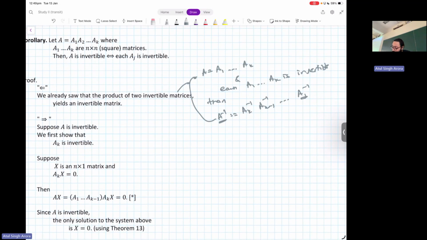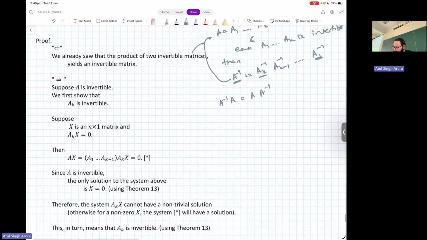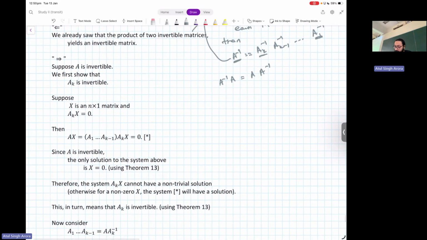And note that it works both ways, right? Whether you multiply it from the left hand side, so A inverse A, it will start cancelling from A1s, and if you multiply A with A inverse, it will start cancelling from Ak inverse. Doesn't matter. Consistent. Okay. So this direction is fine. So now let's do the non-trivial direction.